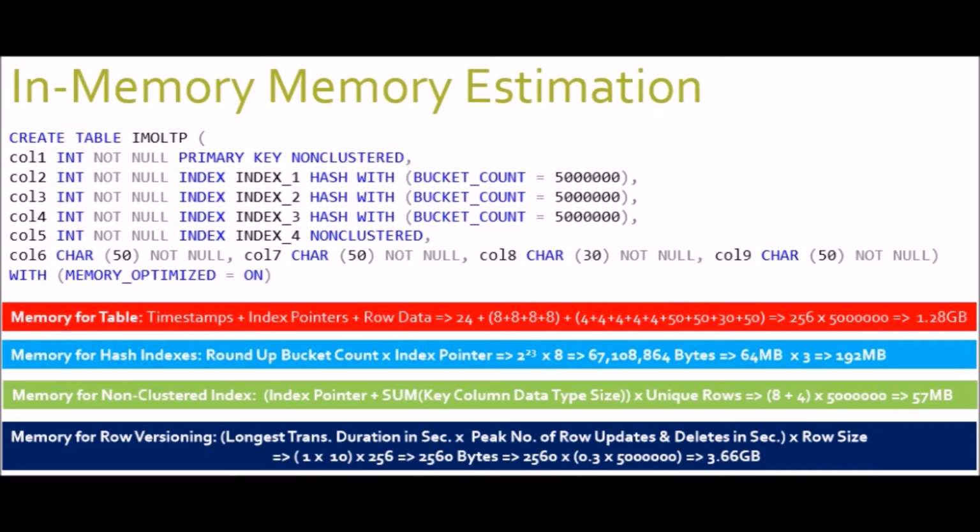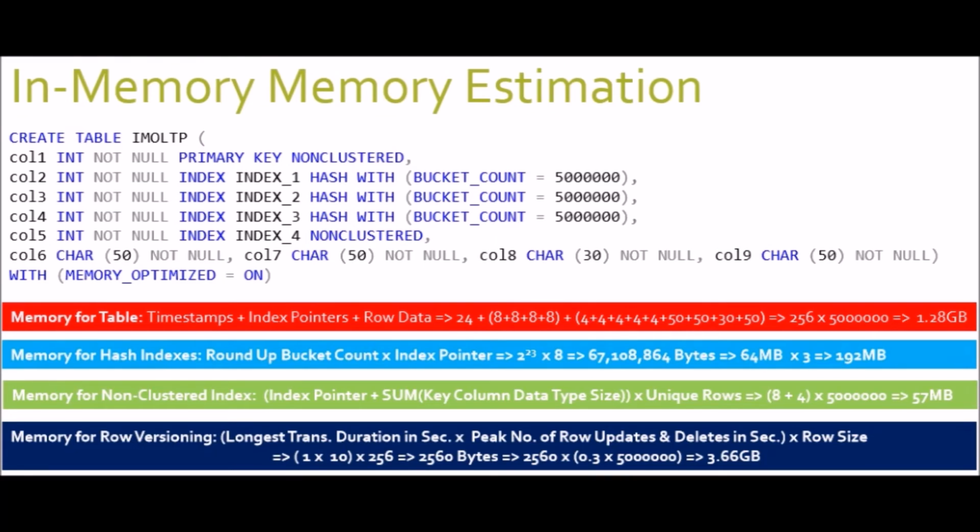As you know, in-memory OLTP and in-memory tables use a row versioning technique. For every operation, it will copy the record and make the changes on the recent copy. So the formula is the longest transaction duration in seconds. For example, our longest transaction duration is 1 second. And within 1 second, how many rows will be updated and deleted per second? We just mentioned 10. And we need to multiply it by the row size. So in our example, 1 second times 10 times 256, which we calculated here, becomes 2560 bytes, around 2.5 KB. We just imagine in this table, 30% of our records keep changing. So we multiply it by 5 million, and 3.66 GB is the row versioning.